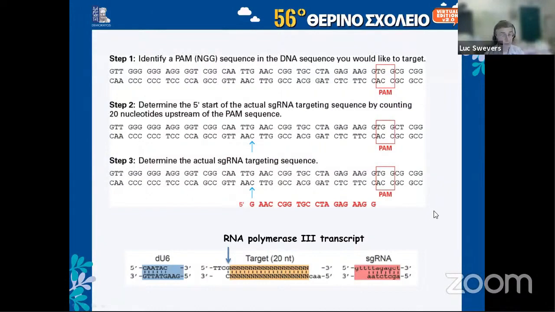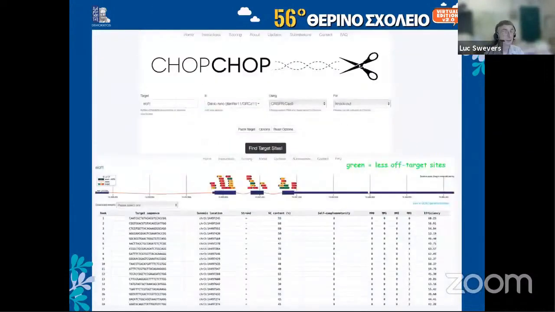There's only one thing you also have to be careful about, is that your sequence starts with a G, because this is the first nucleotide that is transcribed by the RNA polymerase 3. If it's not present in the sequence in the genome, you just add another G in the primer that you insert in the expression cassette. It can be even more easy. There are online tools in which you can design your guide sequence or your spacer sequence.